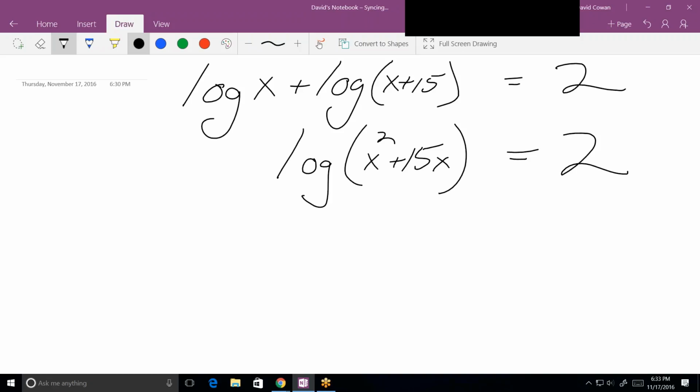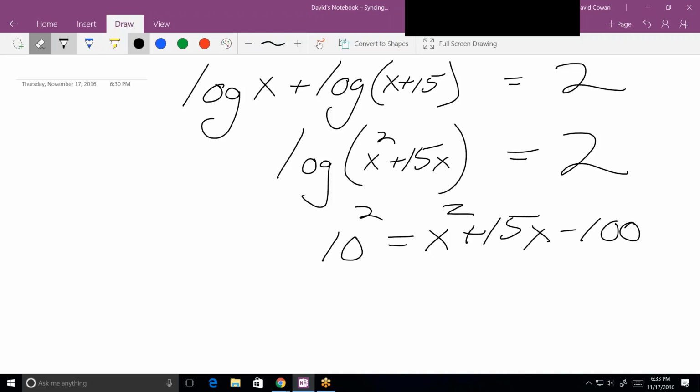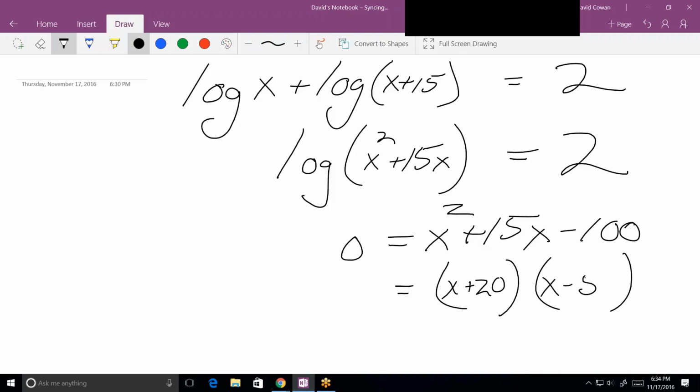Put that into exponential format. 10 squared equals x squared plus 15x. So x squared plus 15x minus 100 equals 0, correct? Correct. Now this one I'm hoping would factor. Would they be so nice? What factors of 100 subtract to 15? I don't think we're going to find any. Oh yeah, 20 and 5. Which means x is equal to minus 20 or x is equal to 5.